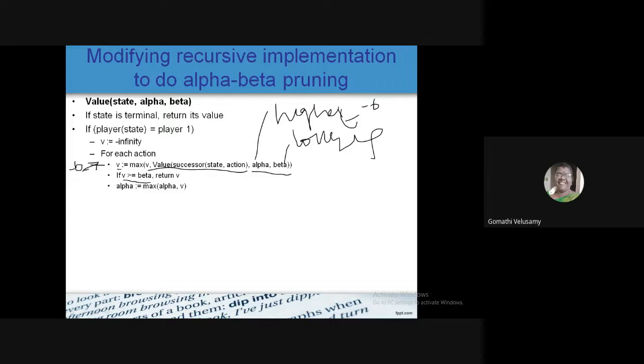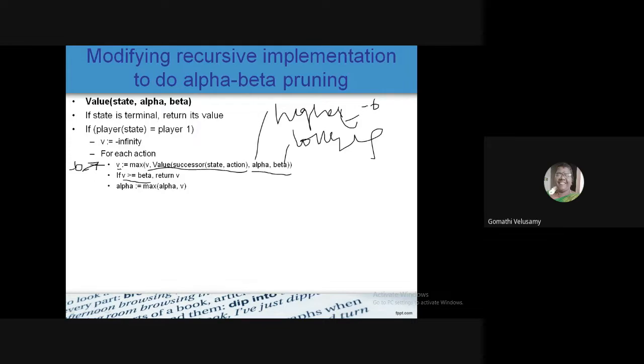So now what happened? I'm comparing my V value with the beta. V may be dominated by the maximum among them. I'm comparing that with the beta. If it is dominating or equal to beta, I will be returning the V. Otherwise, I will be updating my alpha as the new maximum by comparing alpha as well as V.